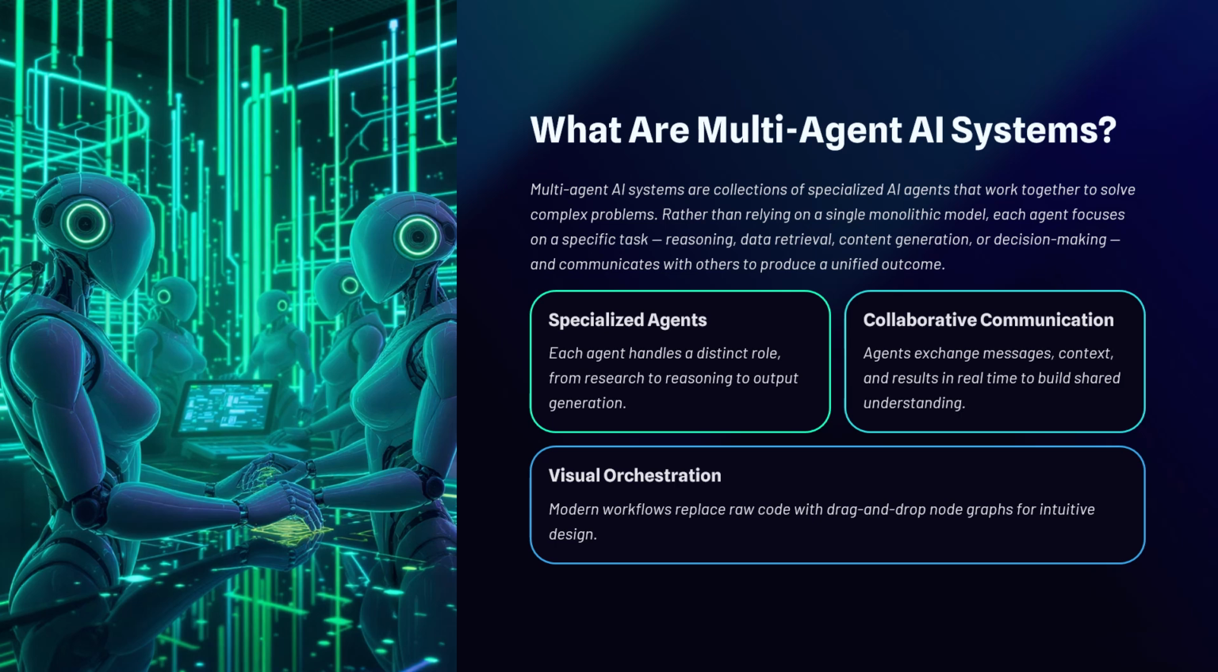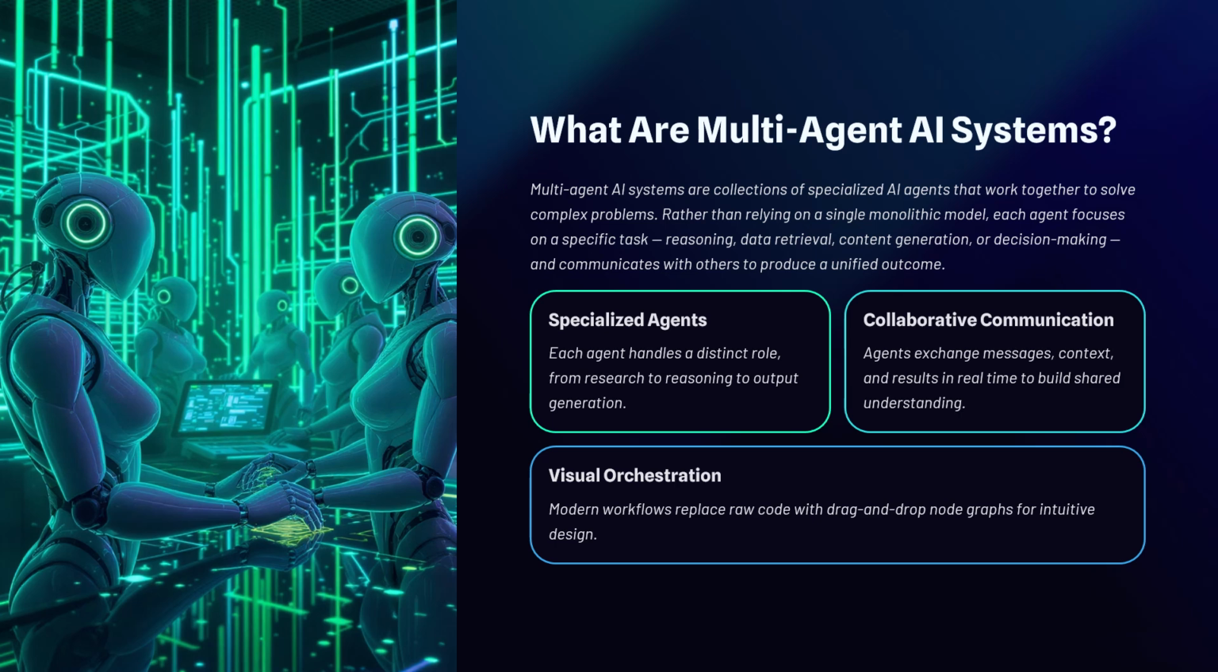A multi-agent AI system is a network of intelligent AI agents working together to solve complex tasks more efficiently. Instead of depending on one large model to do everything, each agent is designed for a specific responsibility such as research, logical reasoning, data retrieval, content creation, or decision making. These agents continuously communicate, exchange information, and share results in real time to create a coordinated and accurate final output. This teamwork approach improves speed, flexibility, and scalability in AI applications.